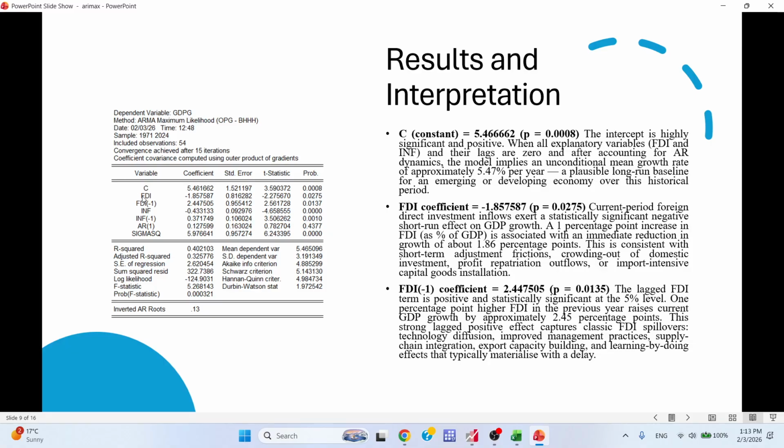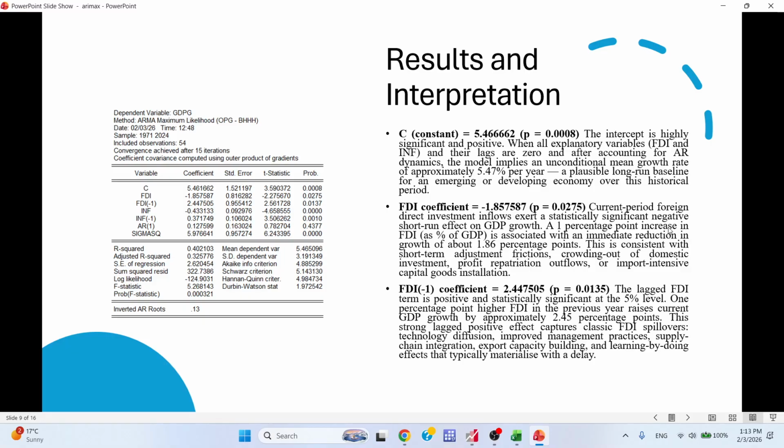The next thing is FDI, which is our first independent variable. Its coefficient sign is negative, so it means that FDI at the current point of time is showing a negative effect on GDPG, and FDI minus 1, the previous value or the lag of FDI, is showing a positive effect, and both are statistically significant. So the FDI coefficient is minus 1.85 and the probability value is 0.02, that is, current period foreign direct investment expects a statistically significant short-term effect on GDP growth.